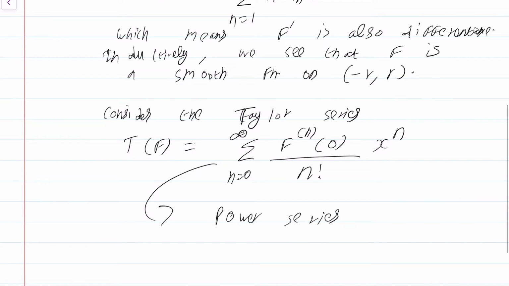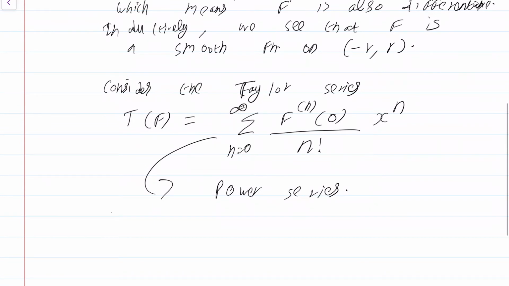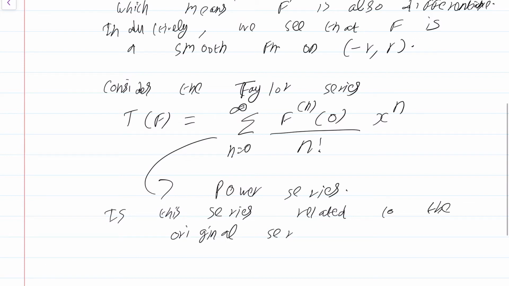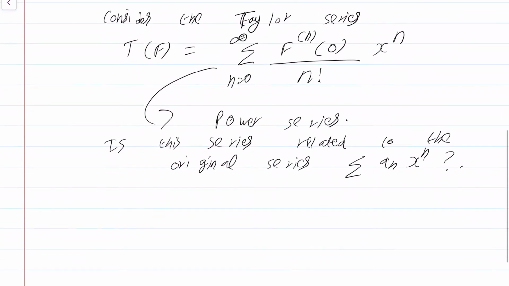Is this series related to the original series summation a_n x^n? That is a very natural and straightforward question. Well, in fact, the original series is nothing but this Taylor series. How do you see that?